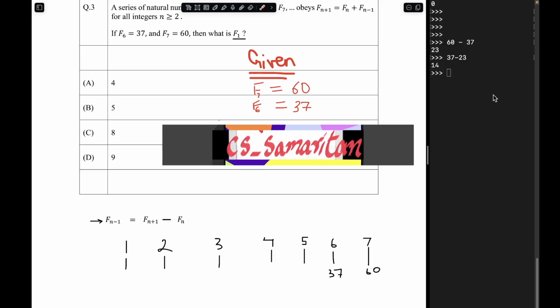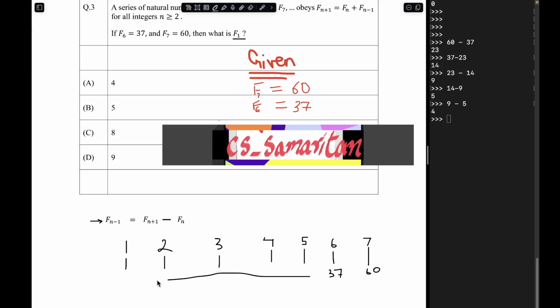If I subtract 14 from 23, it is going to give me the third term. So let's do that. 23 minus 14 is going to give us 9. So 9 is the third term. Now if I subtract 9 from 14, I will get 5. 5 is the second term. If I subtract 5 from 9, that is 4. That is going to be the first term.